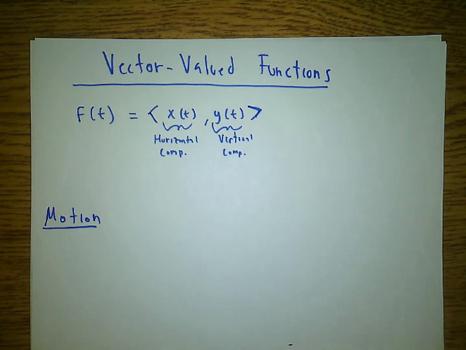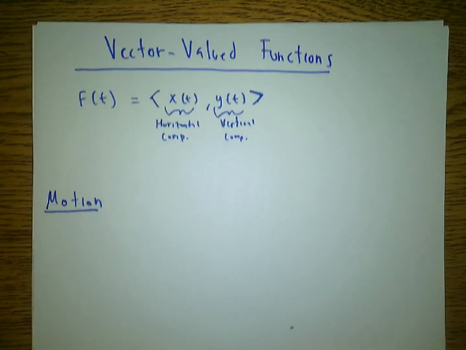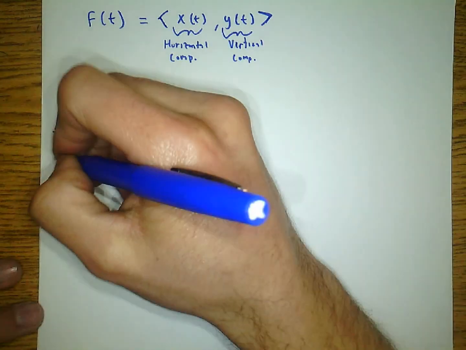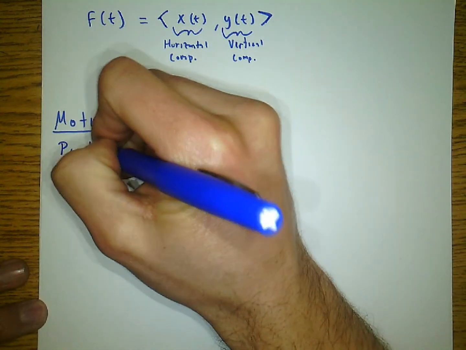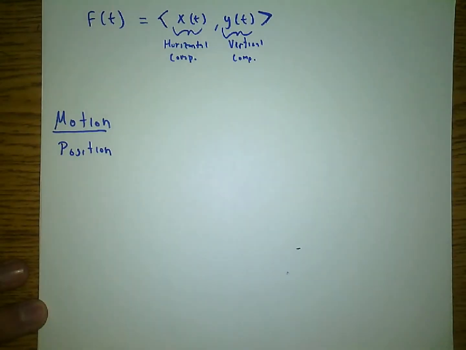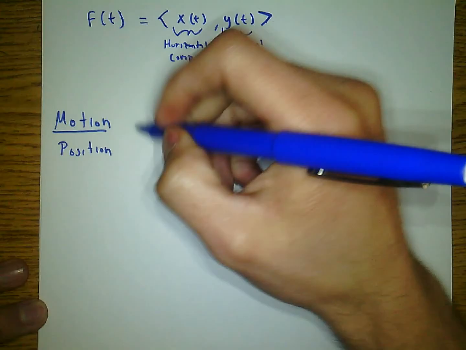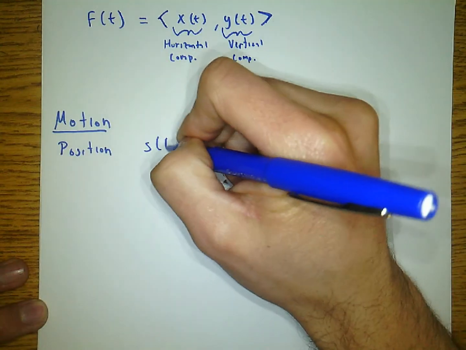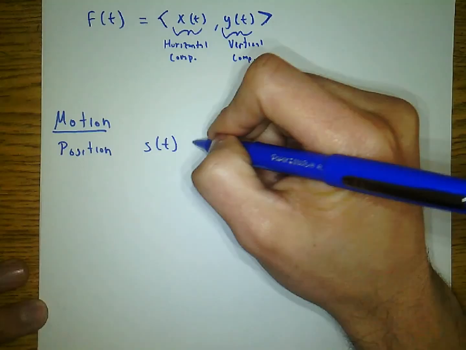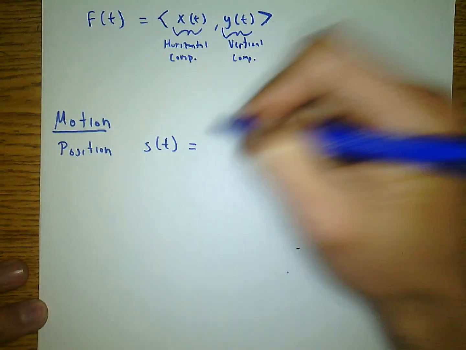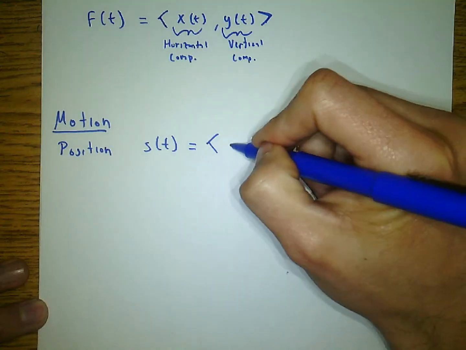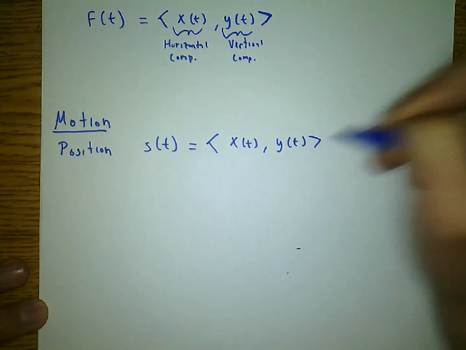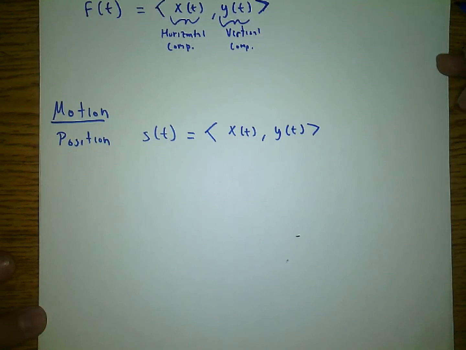All right. So let's talk about this idea of motion. First of all, we're going to talk about position, and if they give you a position function, like in the past, I don't remember what chapter we covered this in, they usually use the letter S, and this time the position function will look like a vector. You're going to have a horizontal component, and then you'll have a vertical component. Are you guys with me?